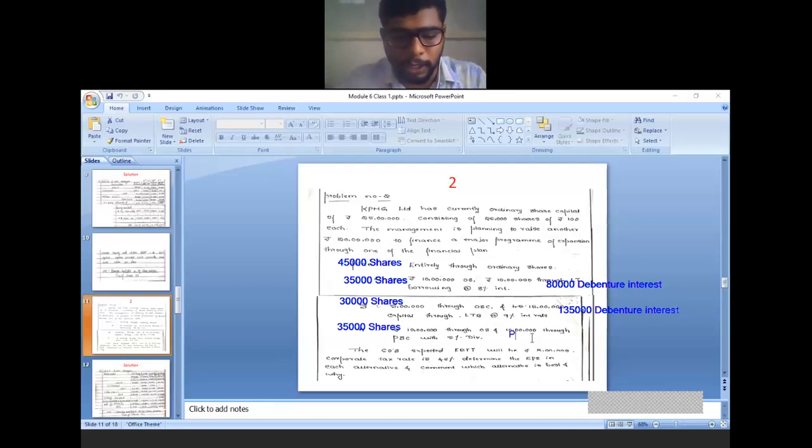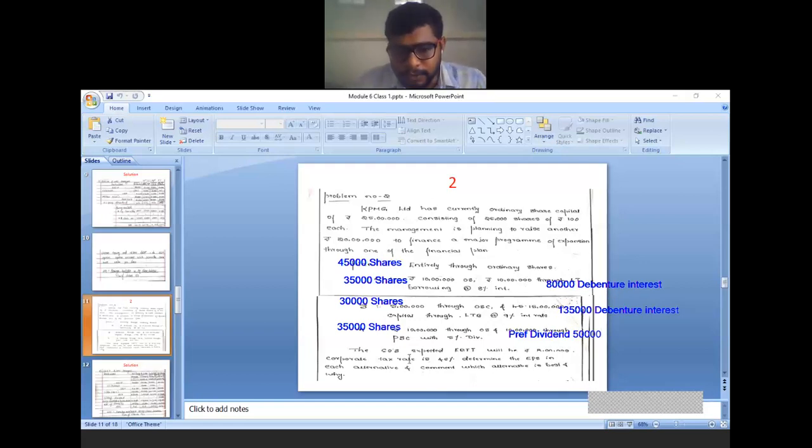You have to calculate preference dividend. Preference dividend how much now? 5%. You have to calculate 5% for 10 lakh. Use your calculator. 10 lakh into 5%, that is 50,000 preference dividend. So in the first plan debenture is not there. In the last plan debenture is not there. In the second and third, preference share capital is not there.